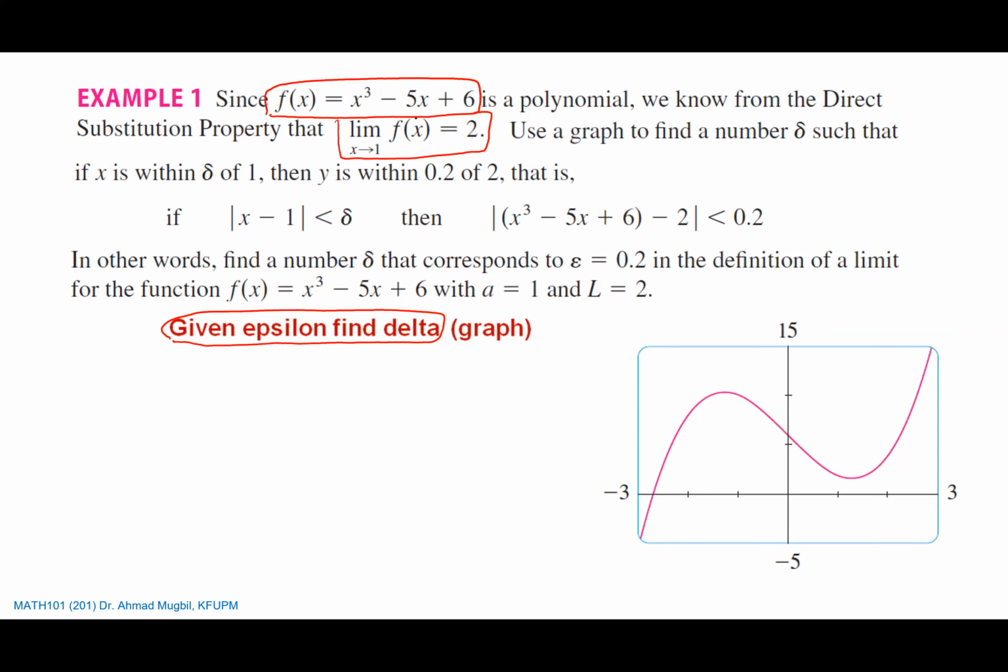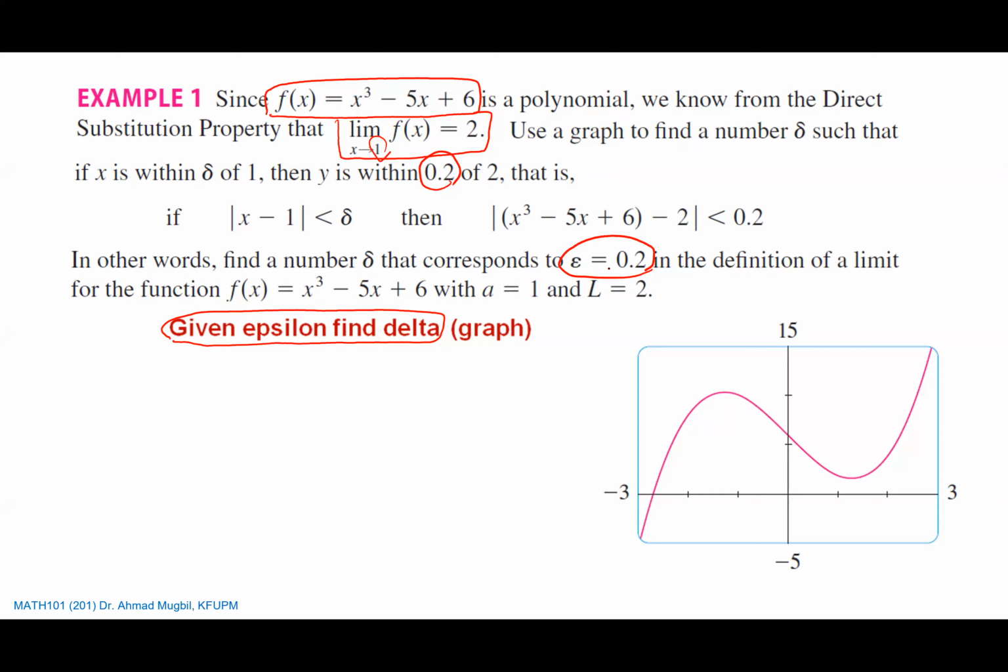So you have the function, you have L, you have A. What do you have more? You need to find the number delta such that if x is within delta of 1, this is the one, then y is within 0.2 of 2. 0.2 is epsilon. I want my function to be within 0.2 of 2, meaning it should be far away from 2 by 0.2 more or 0.2 less. Then, in other words, find the number delta such that for epsilon equal to 0.2, we need to find a delta.